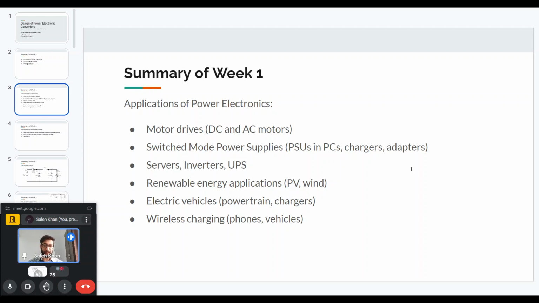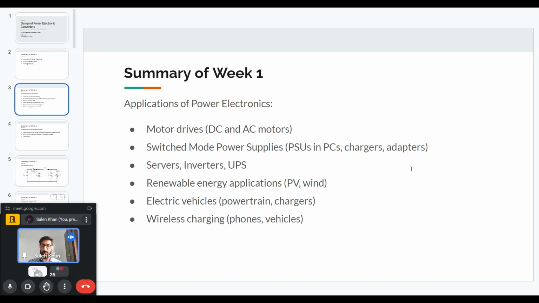Similarly, other applications of power electronics include servers, where again you need low voltage but very high current, and also inverters, where you have 12 volt or 24 volt batteries and you want to convert them into single phase AC or three phase AC, depending on the application. So this can be used in our homes for backup supplies. Similarly, UPS for PCs also have a battery and then they invert that voltage to AC supply.